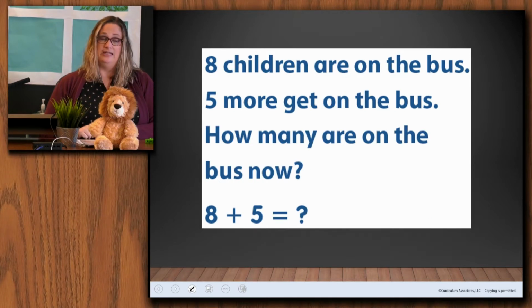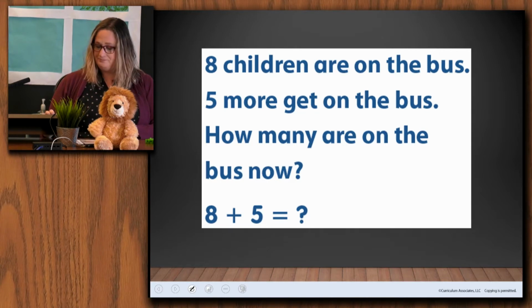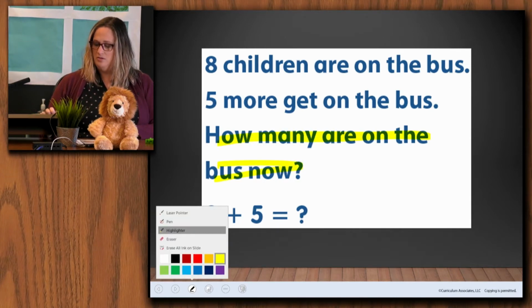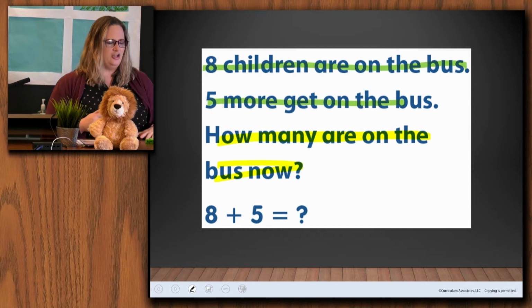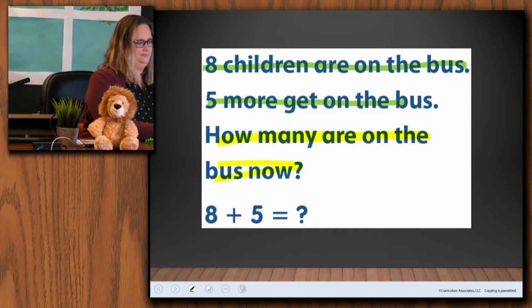Okay. 8 children are on the bus. 5 more get on the bus. How many are on the bus now? Okay. What are we trying to figure out? Yeah, how many children are on the bus now? What do we know? We know there are 8 children on the bus and 5 more get on the bus. Let's look at our whiteboard and our counters.